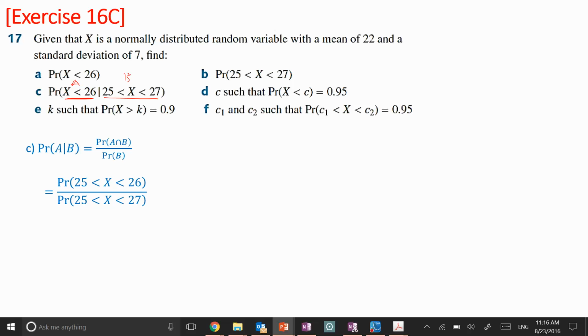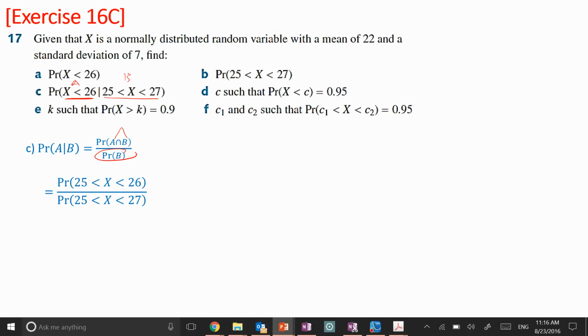This is B. Now we know through conditional probability from chapter 13, probability of A given B is when do they both occur? So meaning where do they intersect, what do they have in common over what's already happened? Well, I already know it's between 25 and 27.